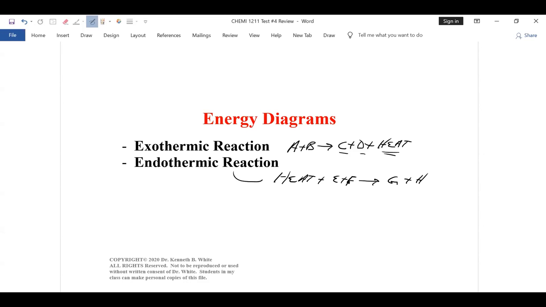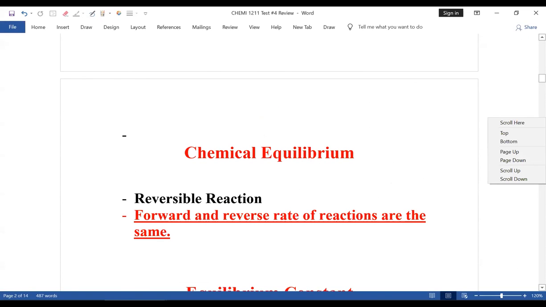And this is an endothermic reaction because you have to add heat. Heat is on the left side. When it's an exothermic, heat is on the right side. And you should know how to do the energy diagrams. And tomorrow I'll do that.